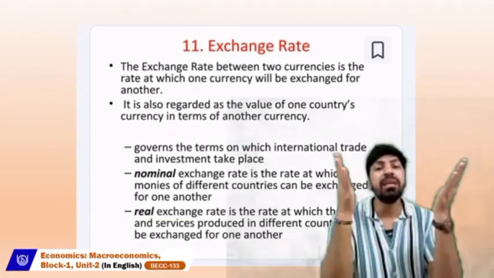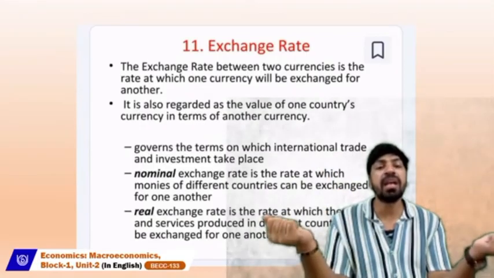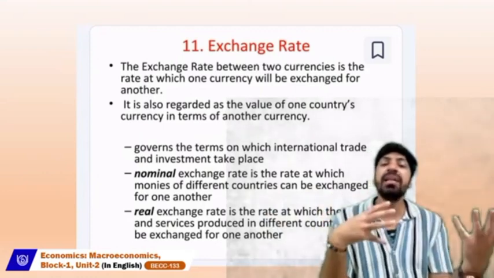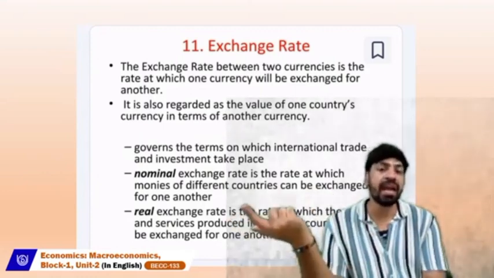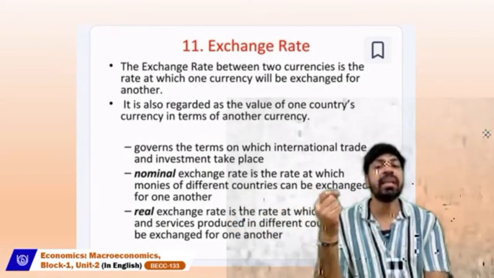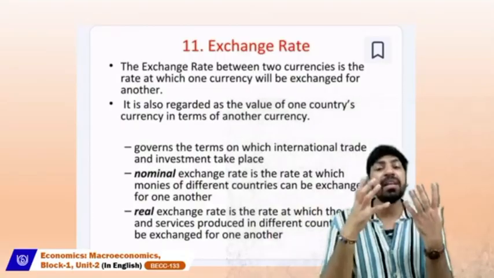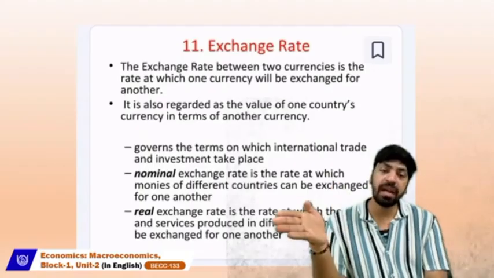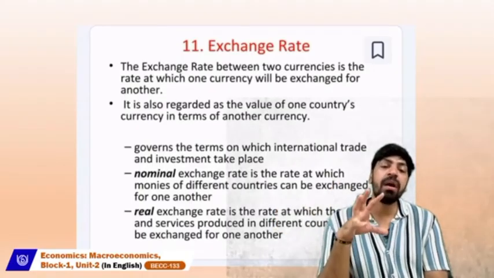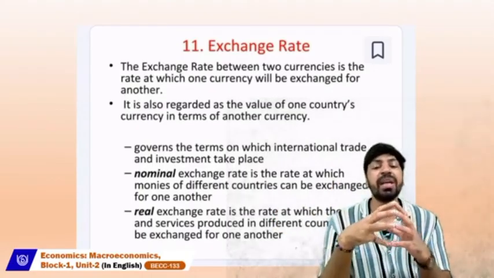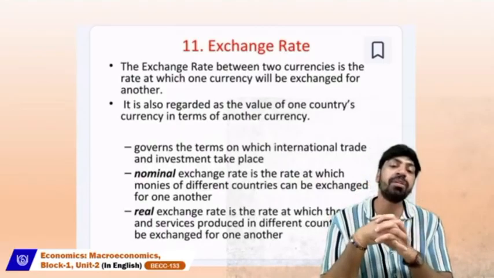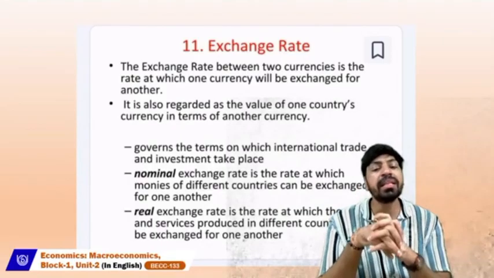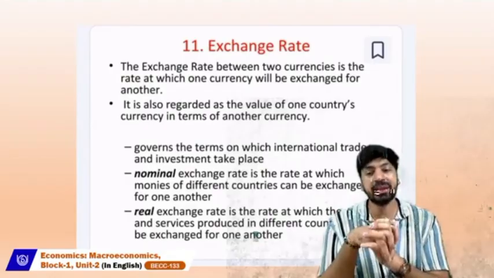decided by the different central banks of different countries, where one currency will be exchanged for another, and it always refers to the value of one country's currency in terms of another currency. And how this exchange rate is decided depends upon two categories: the nominal exchange rate and the real exchange rate.